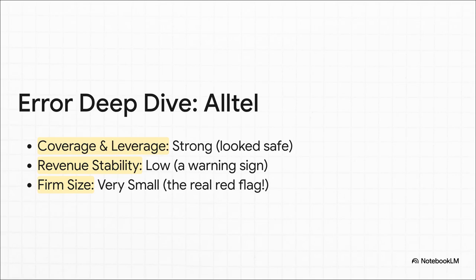So let's play detective and dig into one specific mistake, a company called Altel. On the surface, it looked pretty good. Strong coverage, low leverage, great. But when you look closer, you see its revenue stability was low. And here's the kicker. It was a tiny firm compared to other companies with a similar high rating. That was the hidden red flag. By figuring out why the model made an error, we uncovered a brand new important factor to consider: firm size.